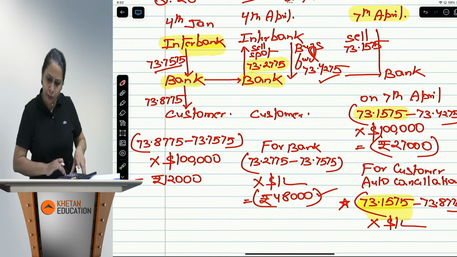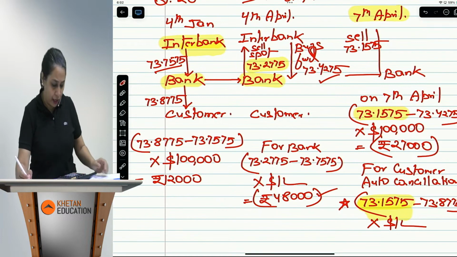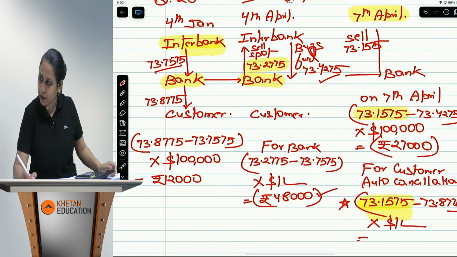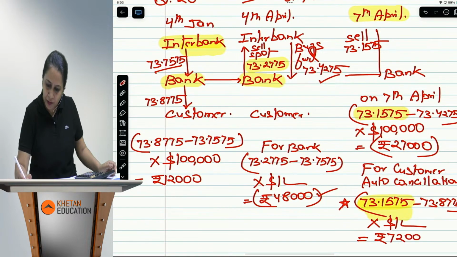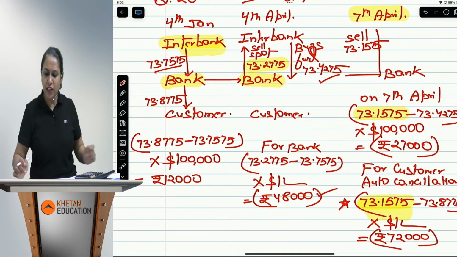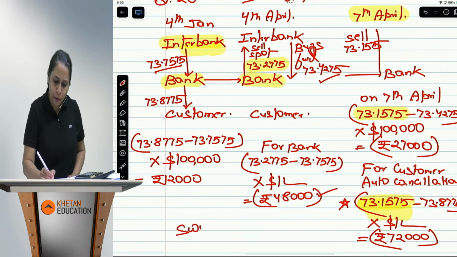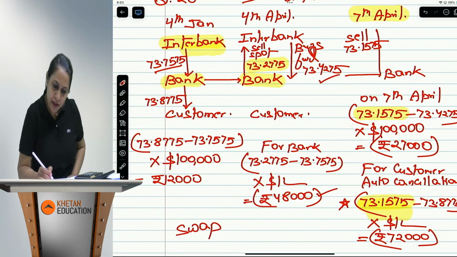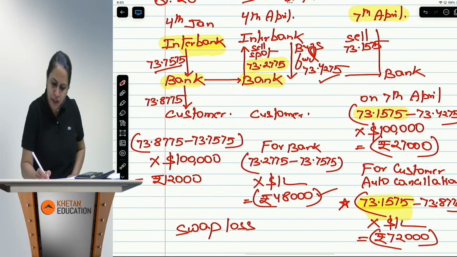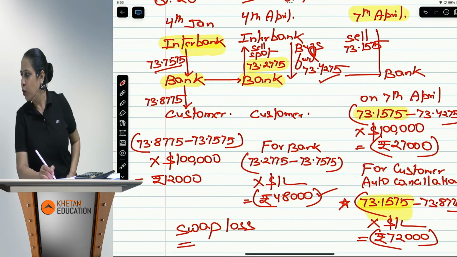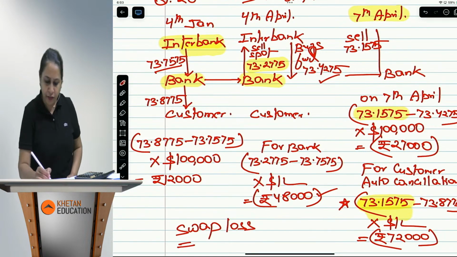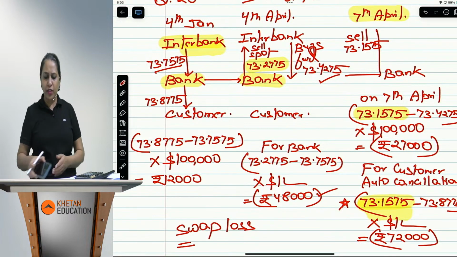73.1575 minus 73.8775 into 1 lakh will give me a loss of 72,000. Now look, what is the swap? How much is the swap value? Swap loss or gain? Loss. Swap loss is how much? Somebody had told me 45,000. Please calculate the swap loss again.